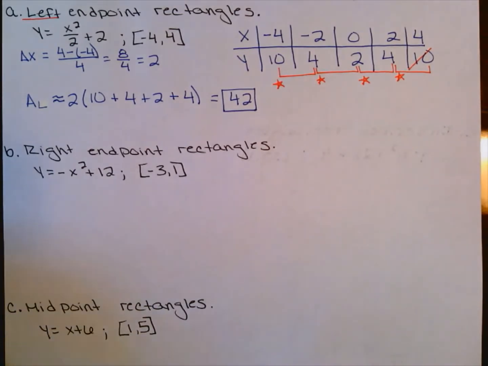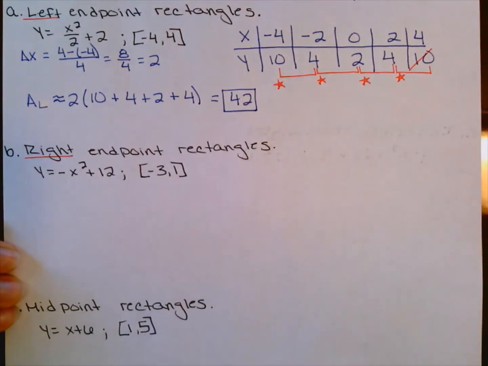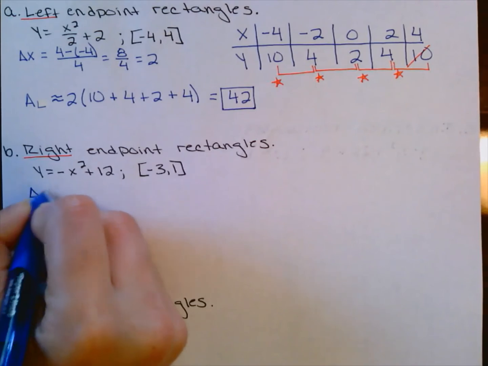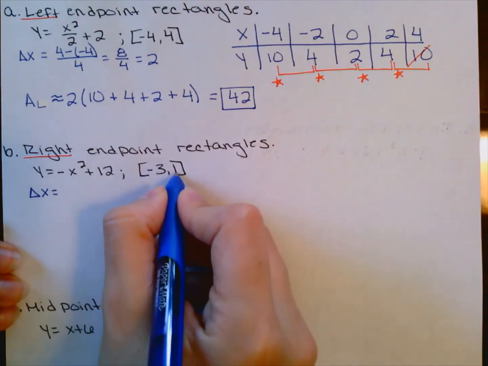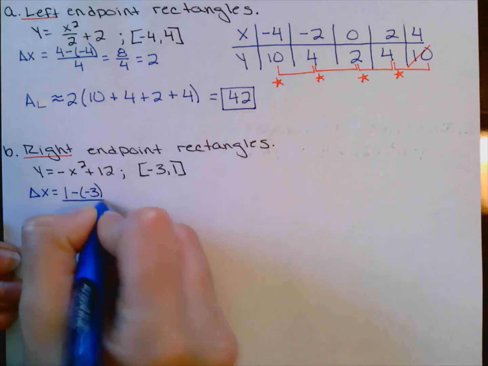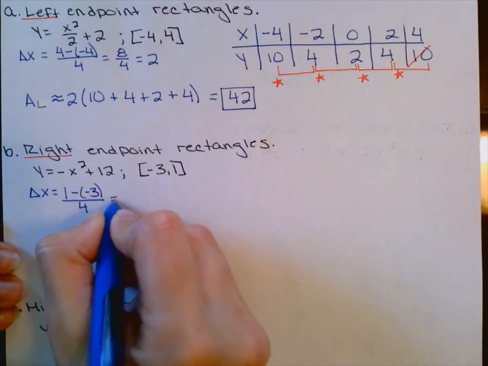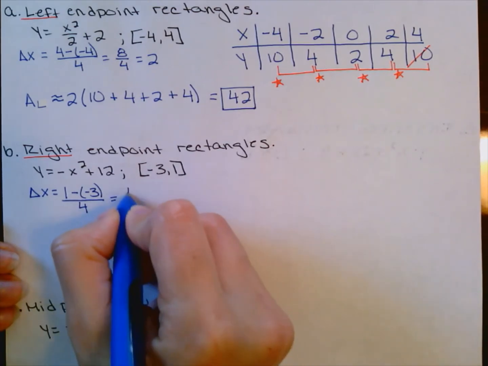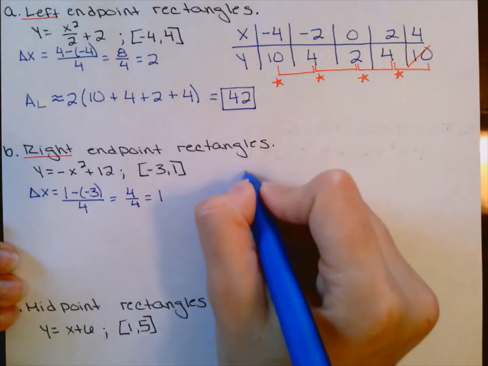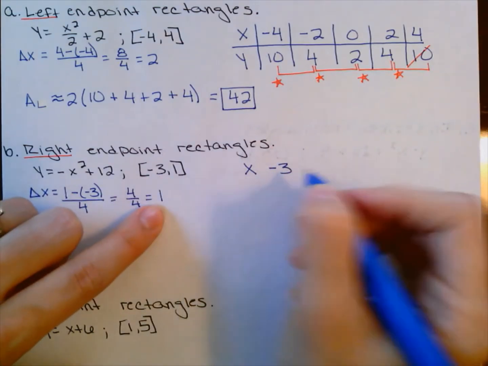Right endpoint is what we're going to do next. Okay? So let's find our delta x for this one. So we have b minus a over n. I'm keeping the same exact n as the last question, which was 4. And that leaves me with 4 over 4. So my delta x is 1. So when I create my chart, I'm going to start at -3, and I'm only going to go 1 number over.